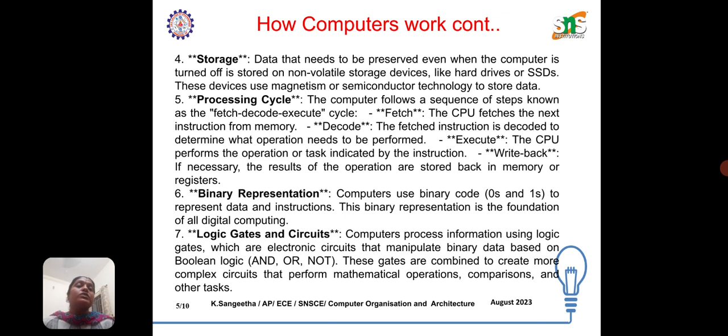And the next one is the processing cycle. The processing cycle has fetch, decode and execute. Fetch: the CPU fetches the instruction from the memory. Decode: the fetched instruction is decoded to determine what operation needs to be performed. Execute: it performs the task indicated by the instruction. Write back: the results of the operation are stored back to memory. And the binary representation: computers use binary code, that is zeros and ones, to represent data and instructions.